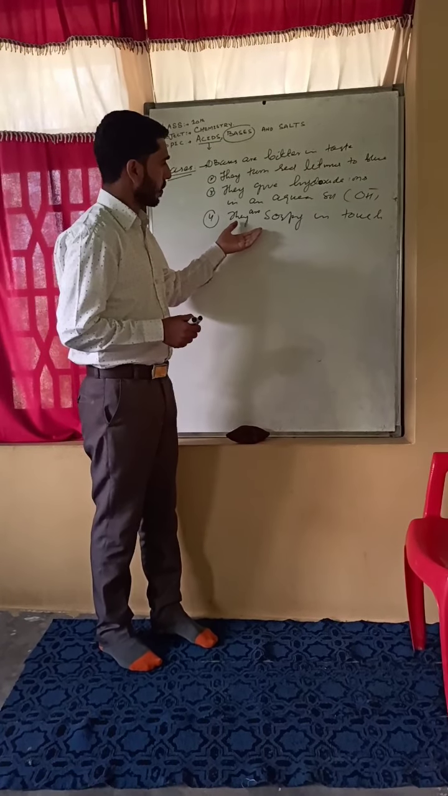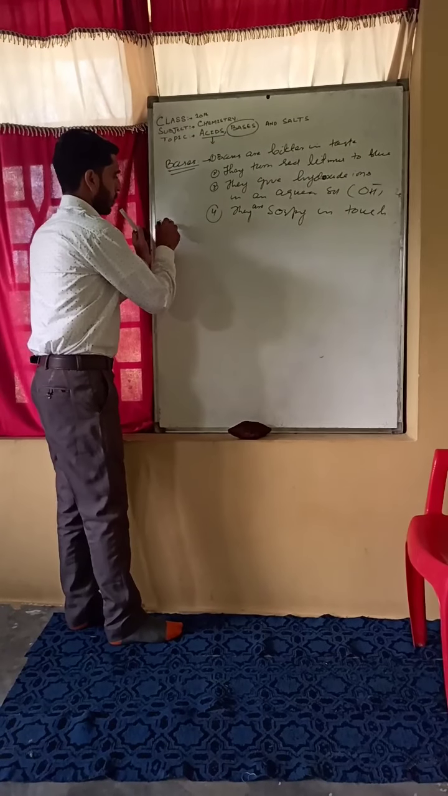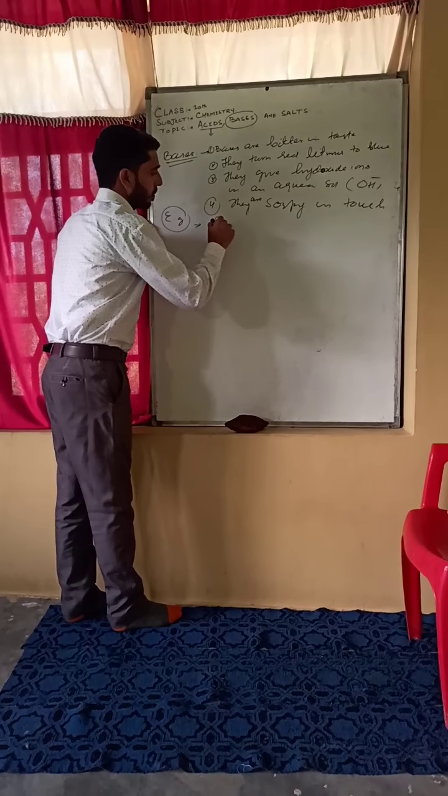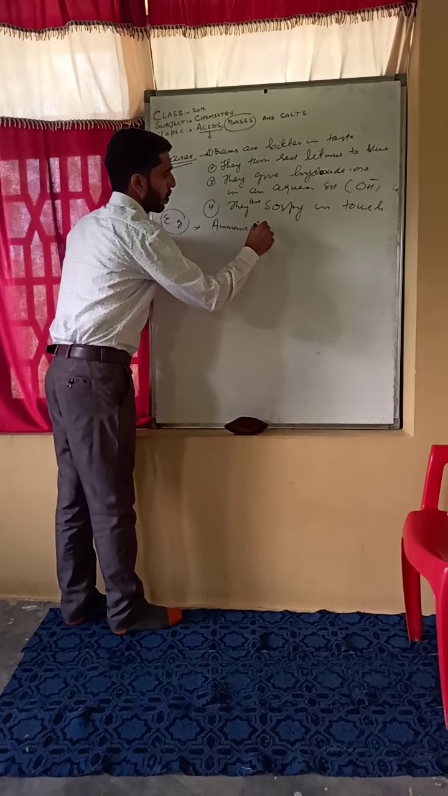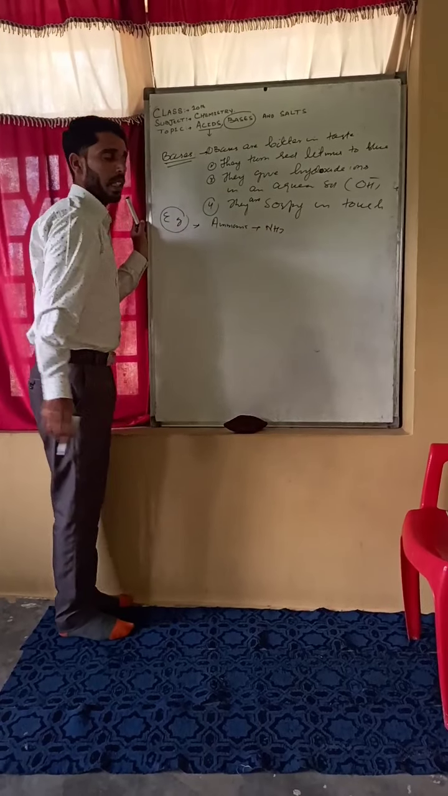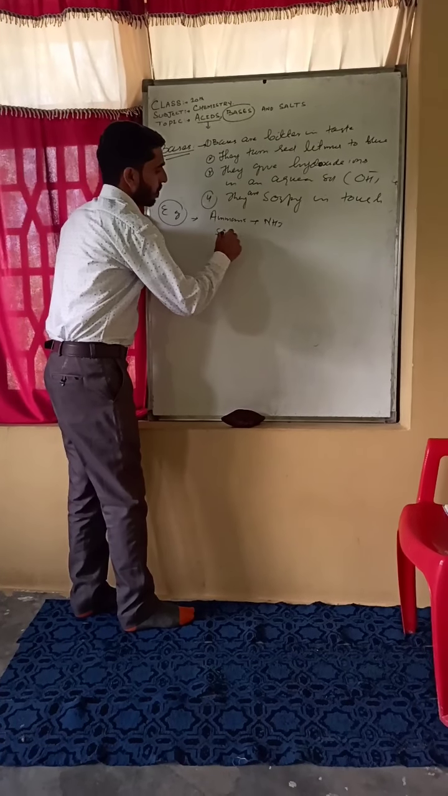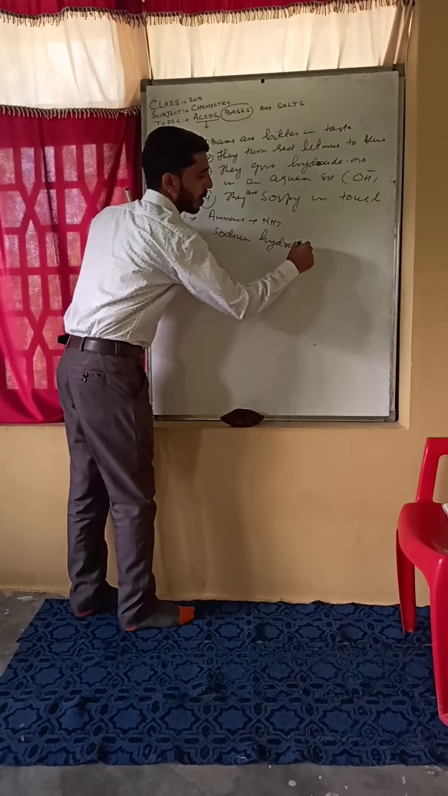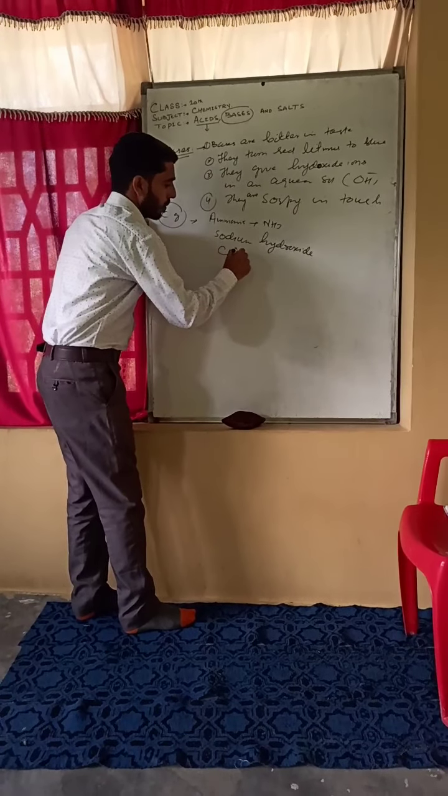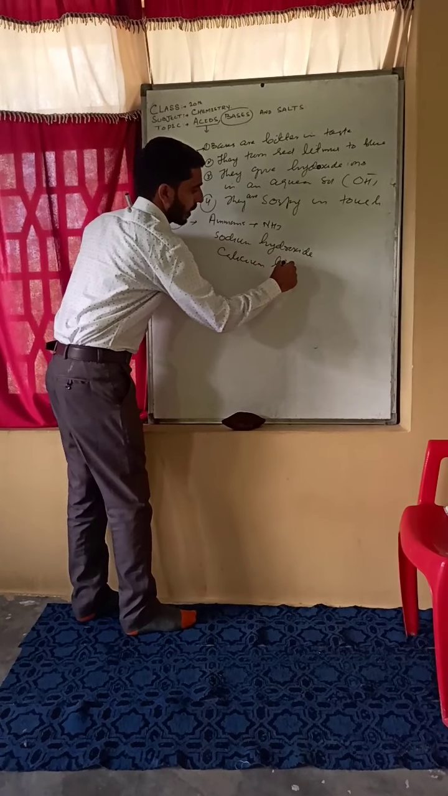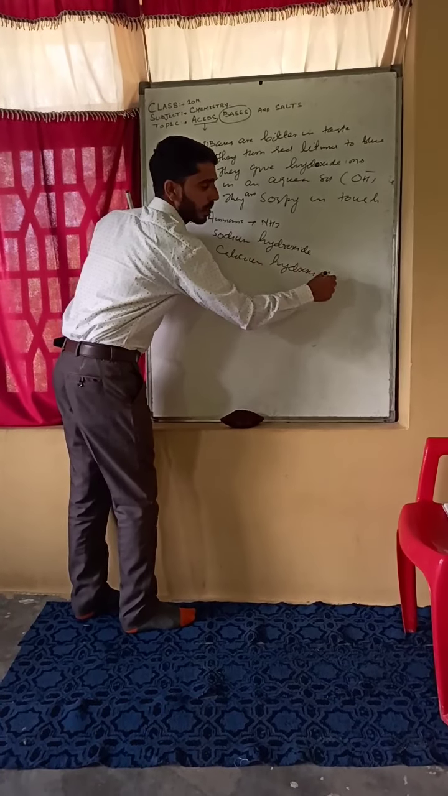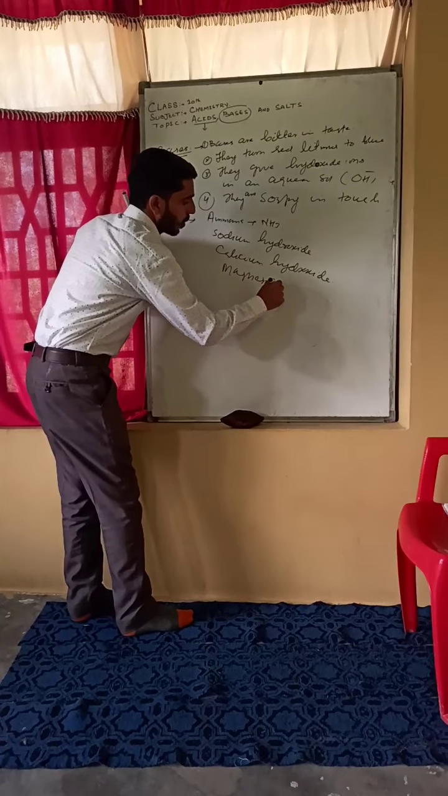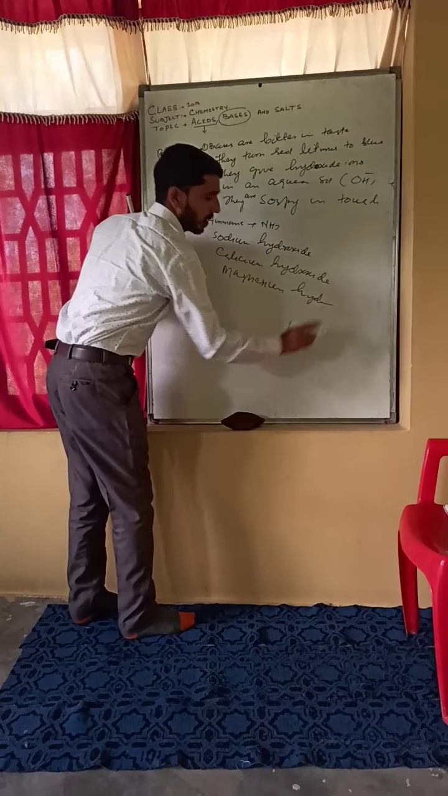Now my dear students, the examples of bases are so many. The base is ammonia. Ammonia is a base. Its formula is NH3. Clear? Then we have sodium hydroxide. It is a base. Then we have calcium hydroxide, it is a base. Then we have magnesium hydroxide, that is a base.